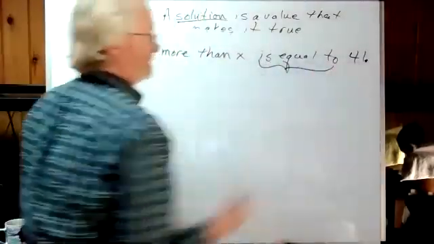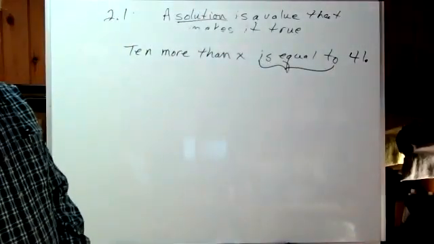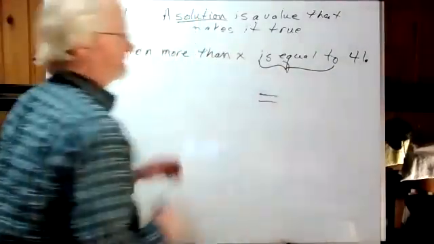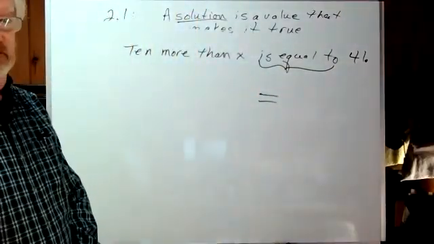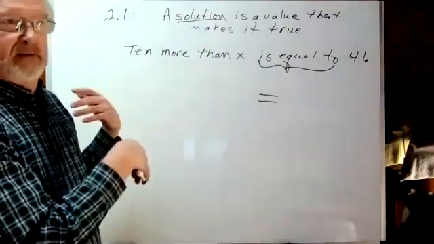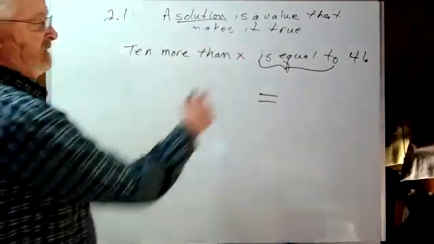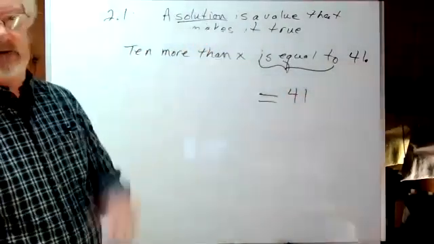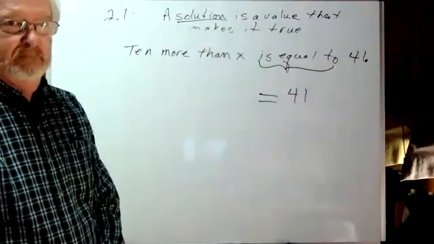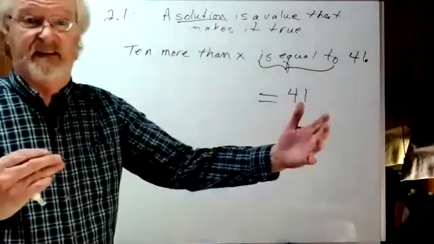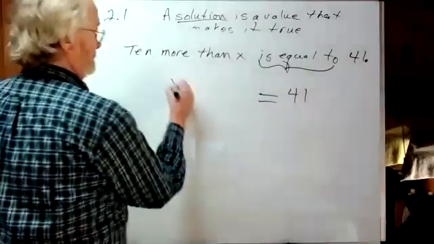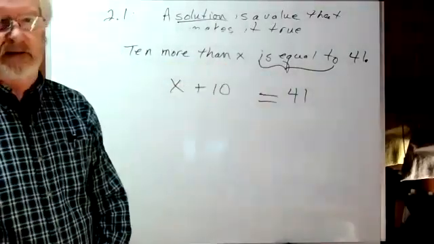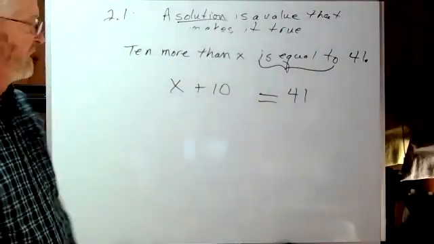Is equal to. In our translation, that's going to be the equal sign. Then we have stuff on the left and stuff on the right of that equal sign. 41, it's all alone over here. 10 more than x is x plus 10 or 10 plus x. Addition, it doesn't matter. All right, there's our translation from the sentence to an equation.